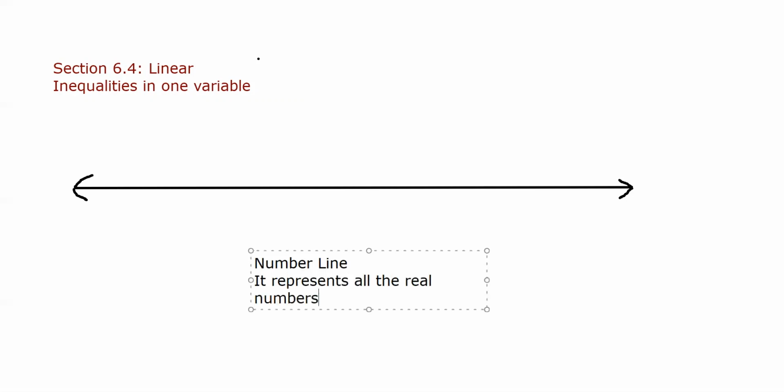We'll call this a standard number line. It represents all the real numbers. It has arrows on either end because the numbers keep going and going and going in each direction. They go on forever to the right. They go on forever as you go to the left. They get smaller and smaller and smaller. They get larger and larger and larger.